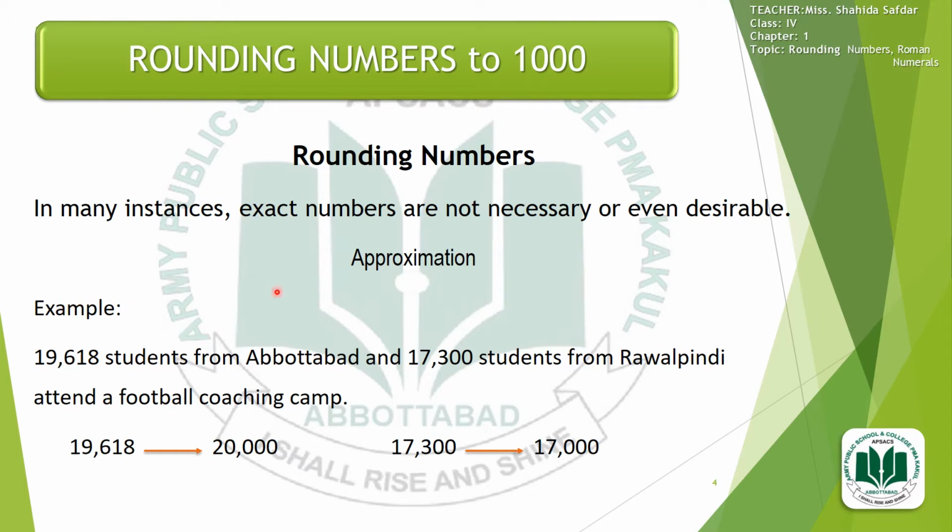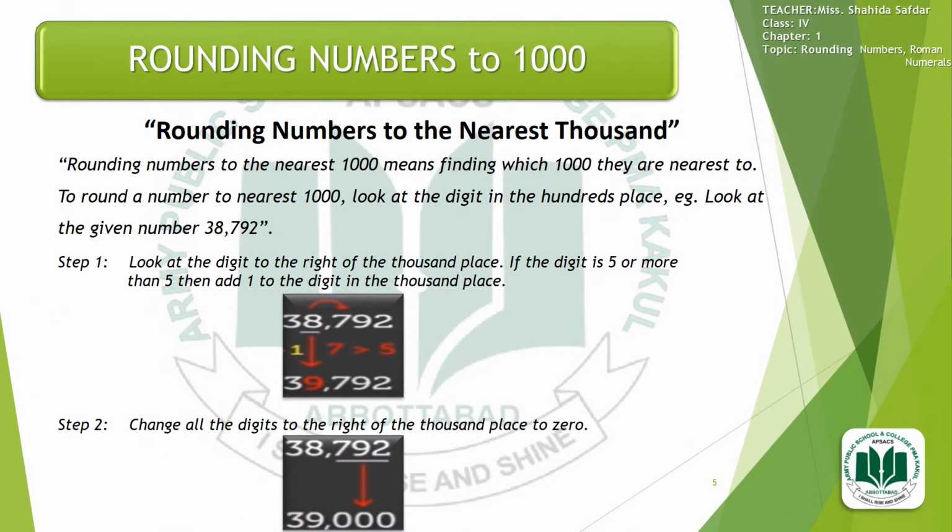19,618 students from Abbottabad and 17,300 students from Rawalpindi attended a football coaching camp. Now, here we can round off these figures and can say that 20,000 students from Abbottabad and 17,000 students from Rawalpindi attended a football coaching camp. Here we will learn how to round number to nearest thousand.